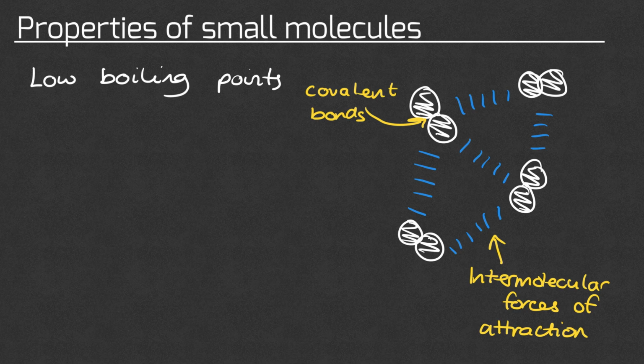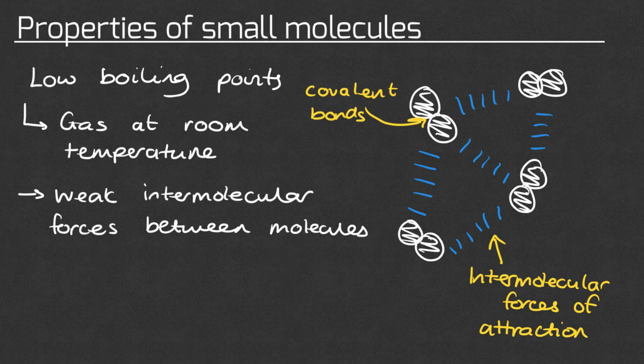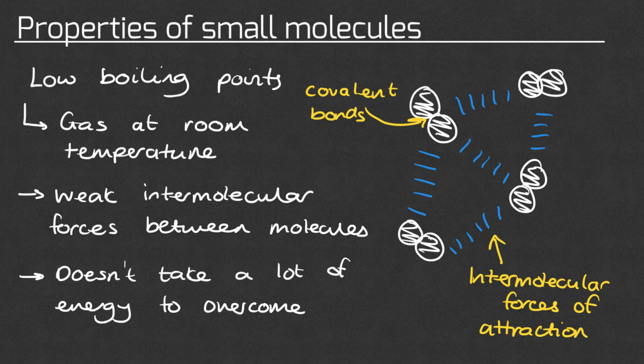Small covalent molecules have low boiling points. This means that they're gases at room temperature. This is because the intermolecular forces between the different molecules are weak. If the intermolecular forces are weak, it means it doesn't take a lot of energy to overcome those forces. If not a lot of energy is needed to overcome them, a low temperature is needed to boil them, which is why they have low boiling points and are usually gases at room temperature.